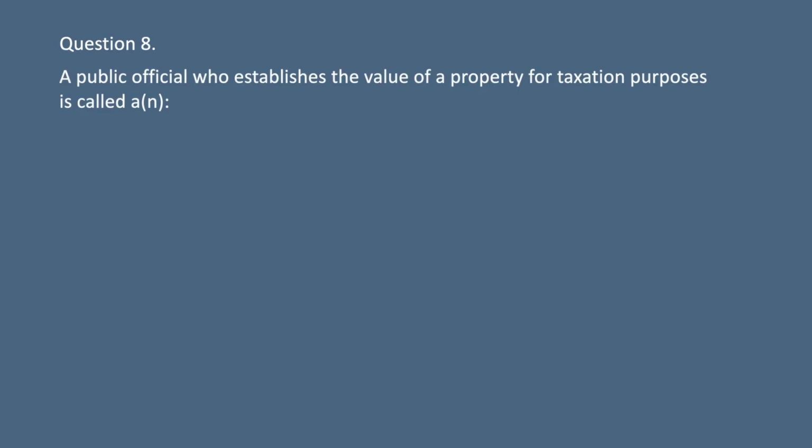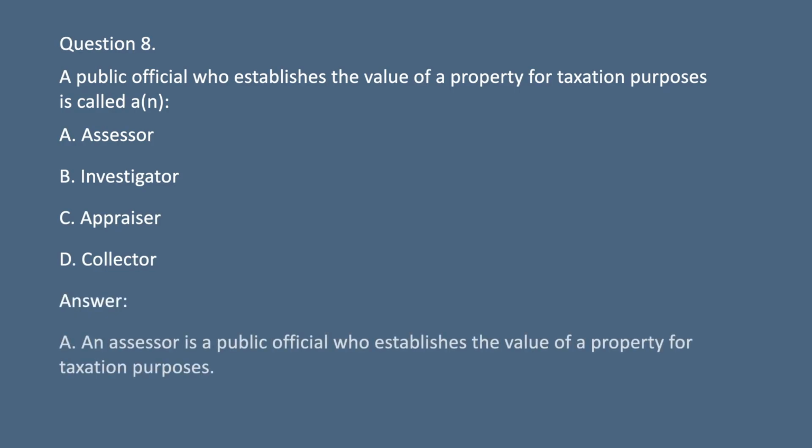Question 8. A public official who establishes the value of a property for taxation purposes is called an A. Assessor. B. Investigator. C. Appraiser. D. Collector. Answer A. An assessor is a public official who establishes the value of a property for taxation purposes.